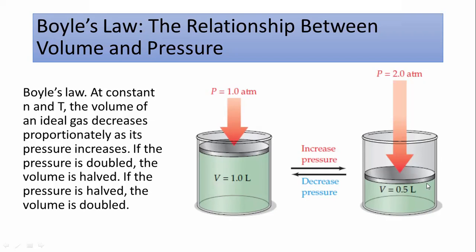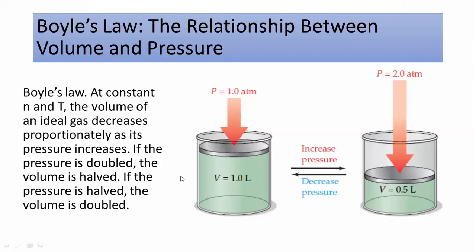So there is another way. You may move from right to left. If you move from right to left, that means you are going to decrease the pressure by half. If your pressure is half, that means 2 divided by 2, it is 1. When you halve the pressure, your volume is double. So 0.5 is the initial volume, and it is going to be doubled. It is 1.0 liter.